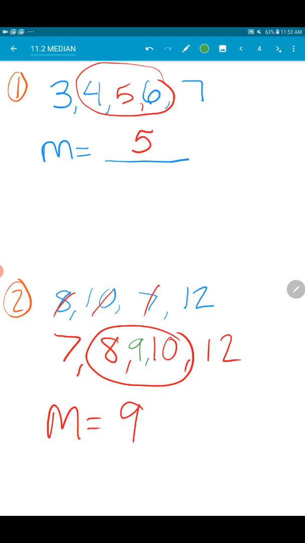Okay, so this is all the practice that you have for today. Tomorrow we will be doing both median and mode, and then you will have a homework assignment the following day. Hope you guys are having a great break so far, and I look forward to seeing you guys soon.